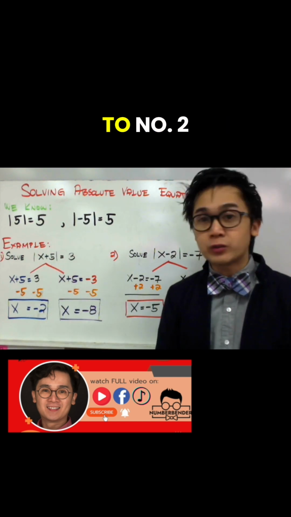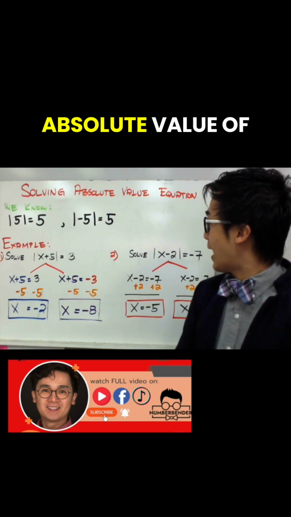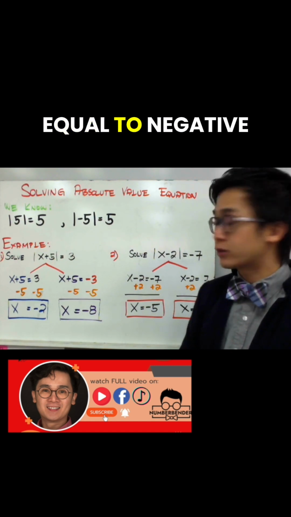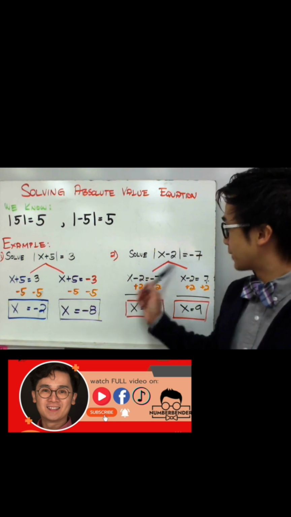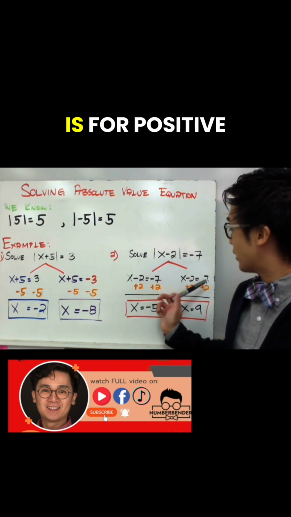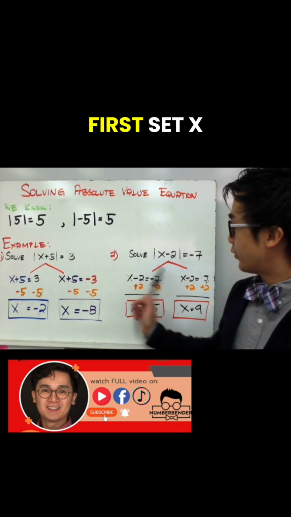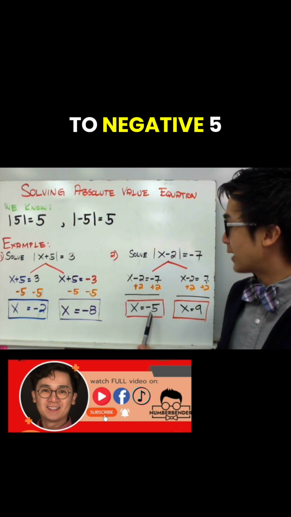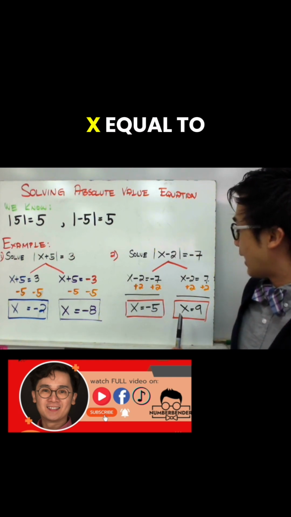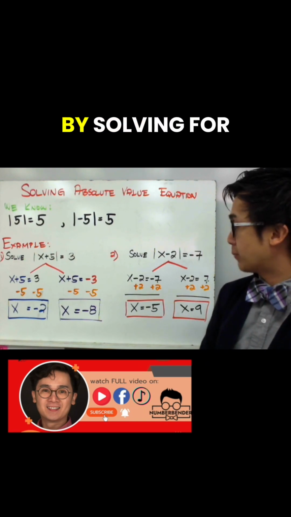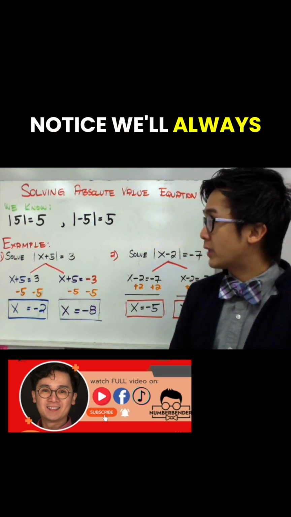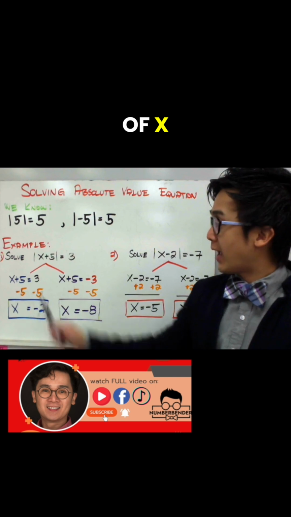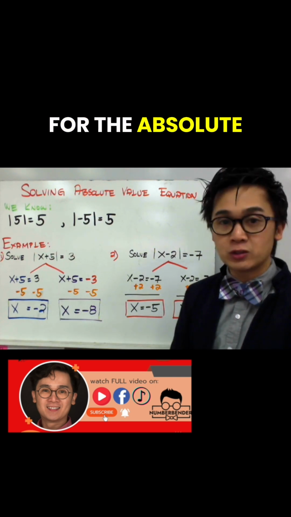Now, moving on to number 2, if I have the absolute value of x minus 2 equal to 7, and I need to solve for x, I need to split it into two. One is for negative 7 and the other one is for positive 7. So for the first, x will be equal to negative 5, and the second will be x equal to positive 9. If you'll notice, we'll always have two values of x whenever we're solving an absolute value equation.